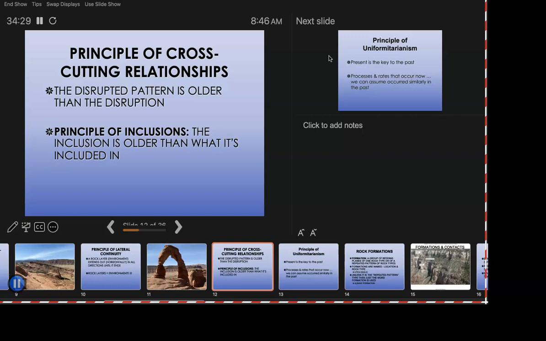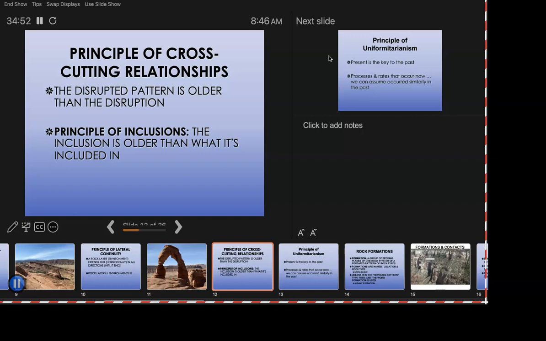The field. How come? Because it has to be, right? Yeah. All right. That's all this is saying. So the disrupted pattern is older than the disruption. So whether you take any one of these rocks that we just looked at and put a big old crack down the middle of it, what came first, the rock or the crack? Well, obviously the rock.